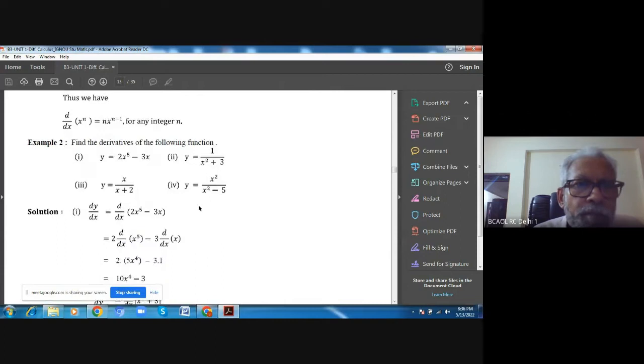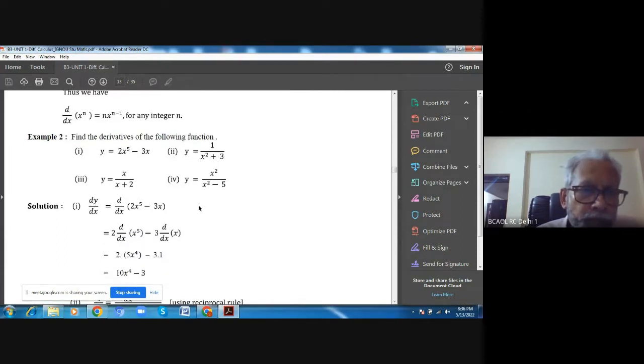Let's see. Find the derivatives of the following function. Listen very carefully to what I mean to say. y is equal to 2 into x to the power 5 minus 3x is given. Now here we have to find the derivatives.